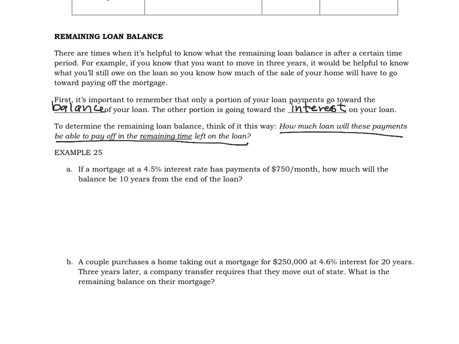Example 25A. If a mortgage at a 4.5% interest rate has payments, go ahead and write that down, has payments of $750 a month, how much will the balance be 10 years from the end of the loan? So we're looking at what's going to happen when there are 10 years left on the loan. So again, how much loan can $750 a month pay off in 10 years at 4.5% interest?